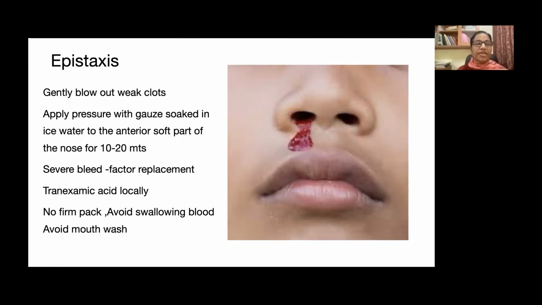So you have to admit the child, monitor the child, and apply pressure with a gauze soaked in ice water to the anterior soft part. That is very important. Deep packing should not be given. And in severe bleed, factor replacement should be done, and local tranexamic acid as in the case of oral bleed. And this is very important: no firm pack should be given. You have to just apply the gauze or the cotton soaked in cold water or even adrenaline, and avoid swallowing blood and avoid mouthwashes. That is also very important.